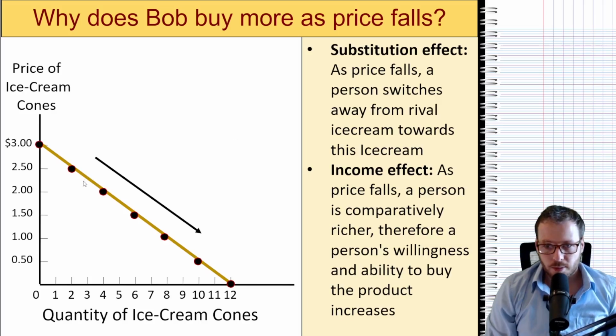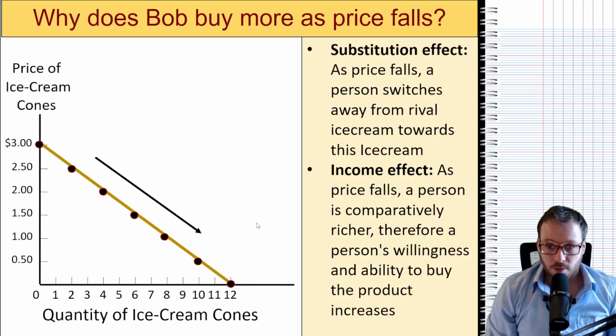That simply means as the price of this ice cream goes down, you have lots of choices. You could choose Magnum ice cream, or you could choose Walls ice cream. Because this Magnum ice cream is now comparatively cheaper compared to Walls ice cream, you're going to buy more of it. Within the market, compared to all other products, this one is now comparatively cheaper. We call that the substitution effect.